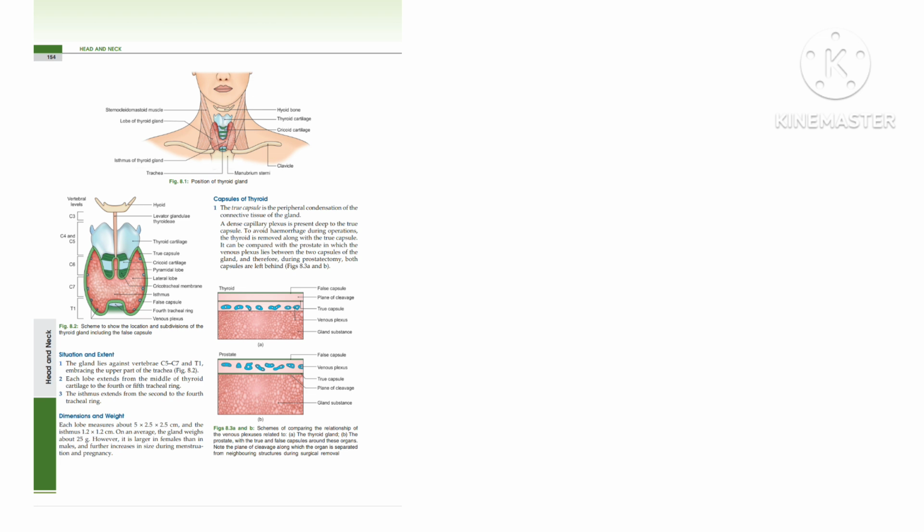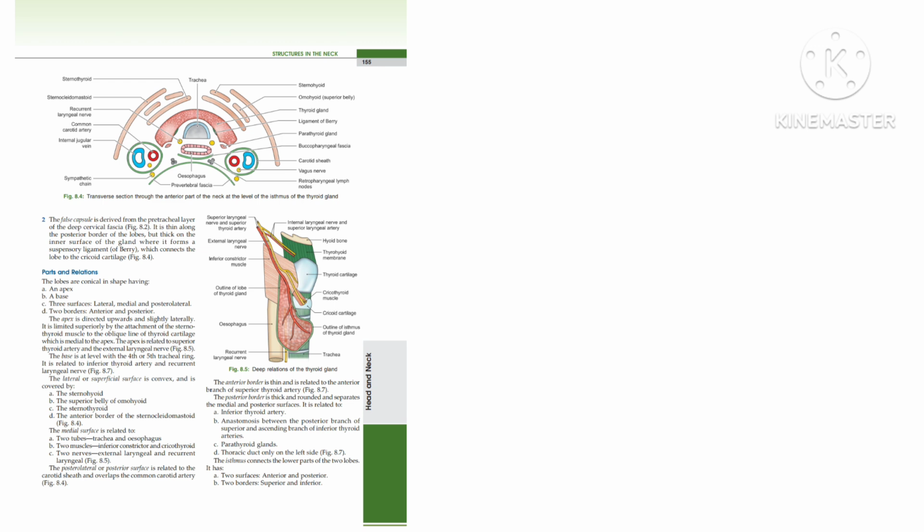2. The false capsule is derived from the pretracheal layer of the deep cervical fascia, Fig. 8.2. It is thin along the posterior border of the lobes, but thick on the inner surface of the gland, where it forms a suspensory ligament of Berry, which connects the lobe to the cricoid cartilage, Fig. 8.4.